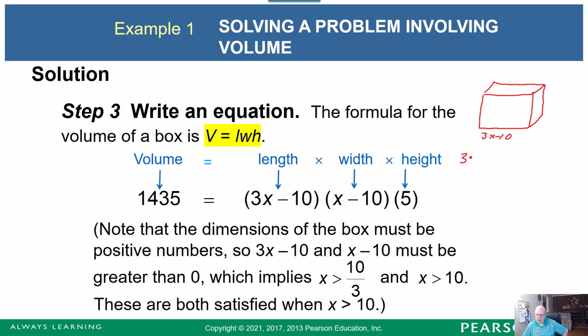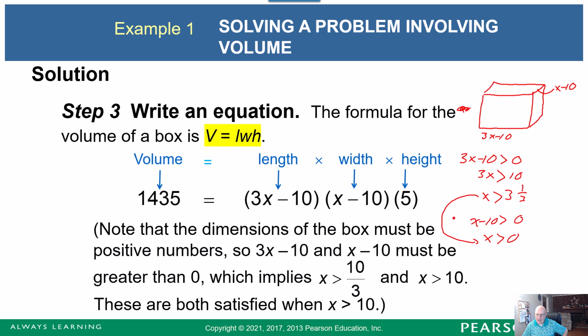It has to be positive. So right away, you know 3x minus 10, the length has to be greater than 0. Can't be 0. It has to be positive. So that means 3x is greater than 10. X is greater than 3 1/3. By the same token, oops, wrong place. This is x minus 10, and that can't be 0 either. It has to be positive. So that means x minus 10 has to be greater than 0, which means x is greater than 10. And both of those have to be true.